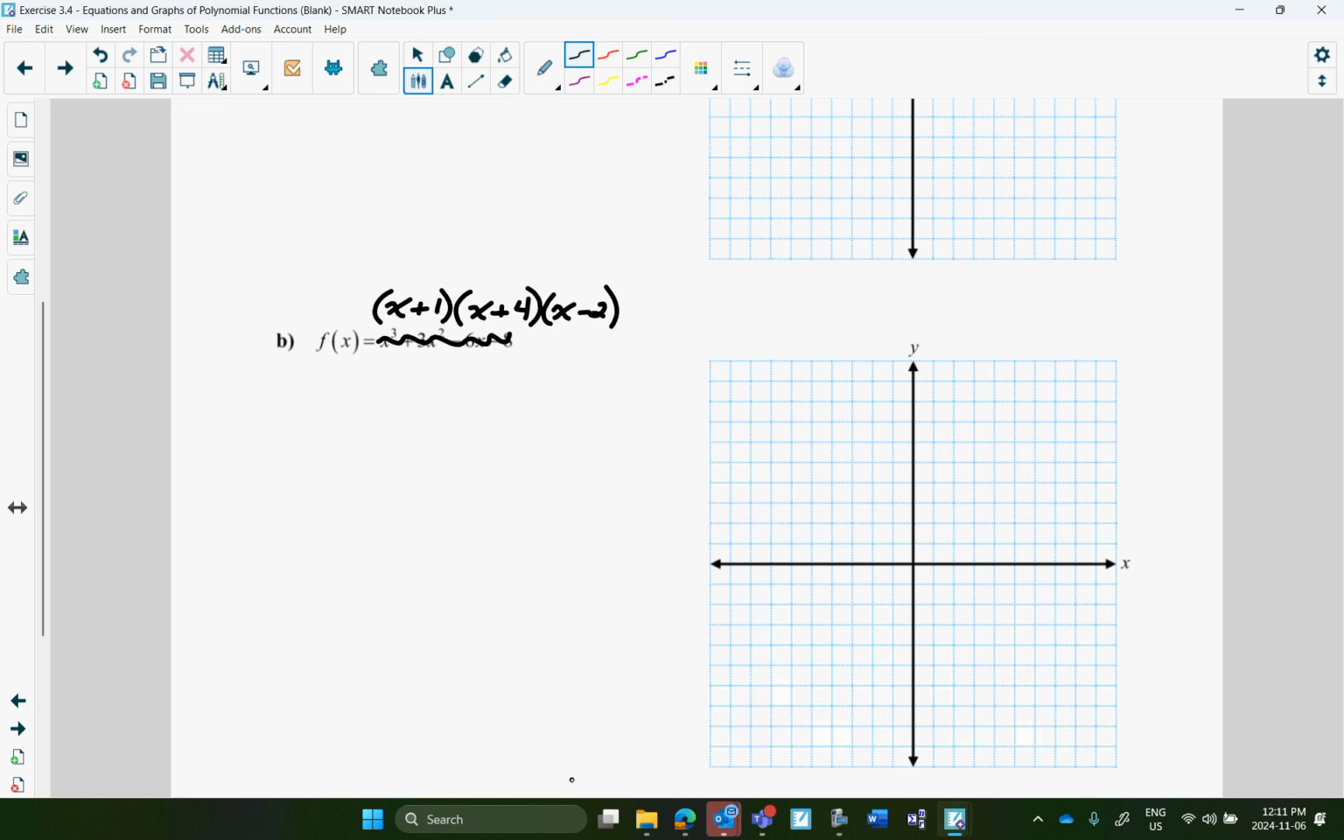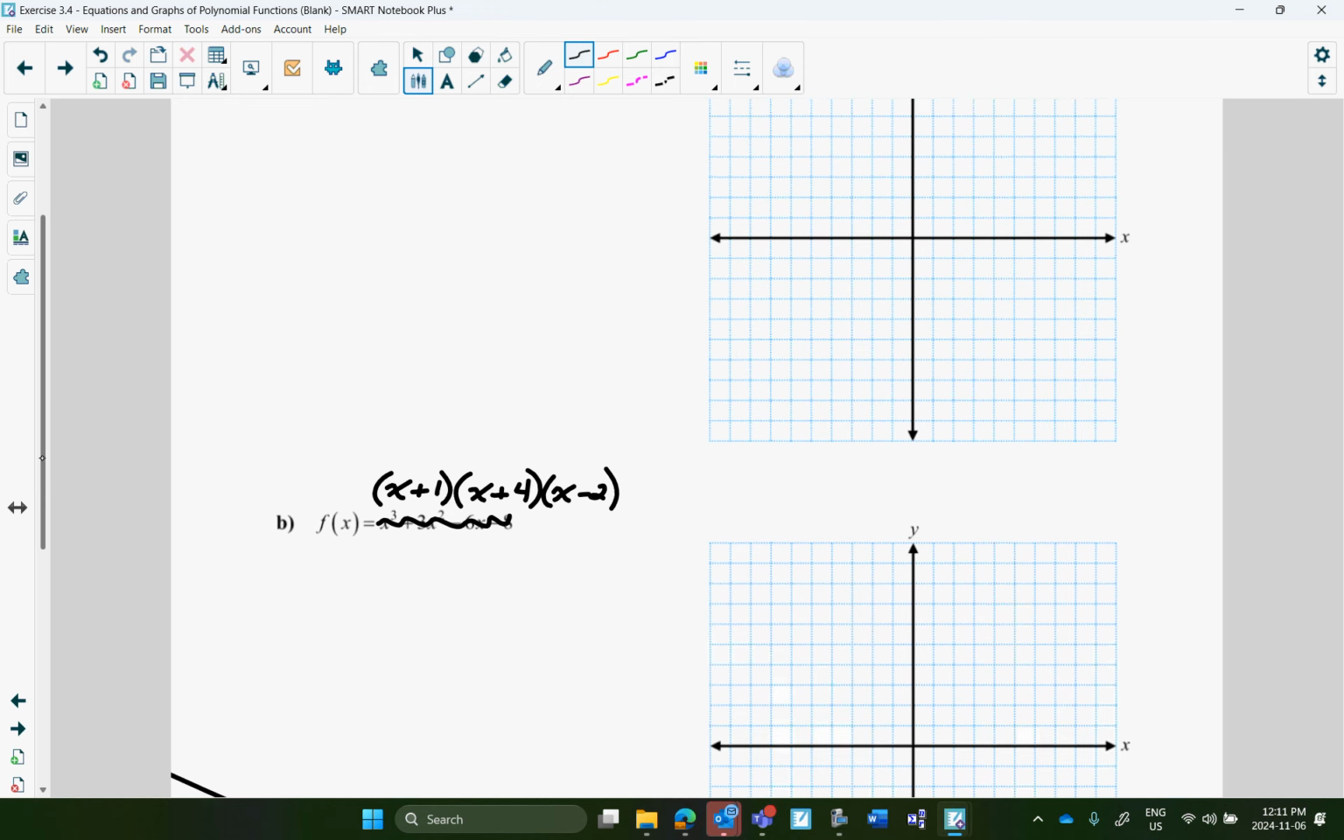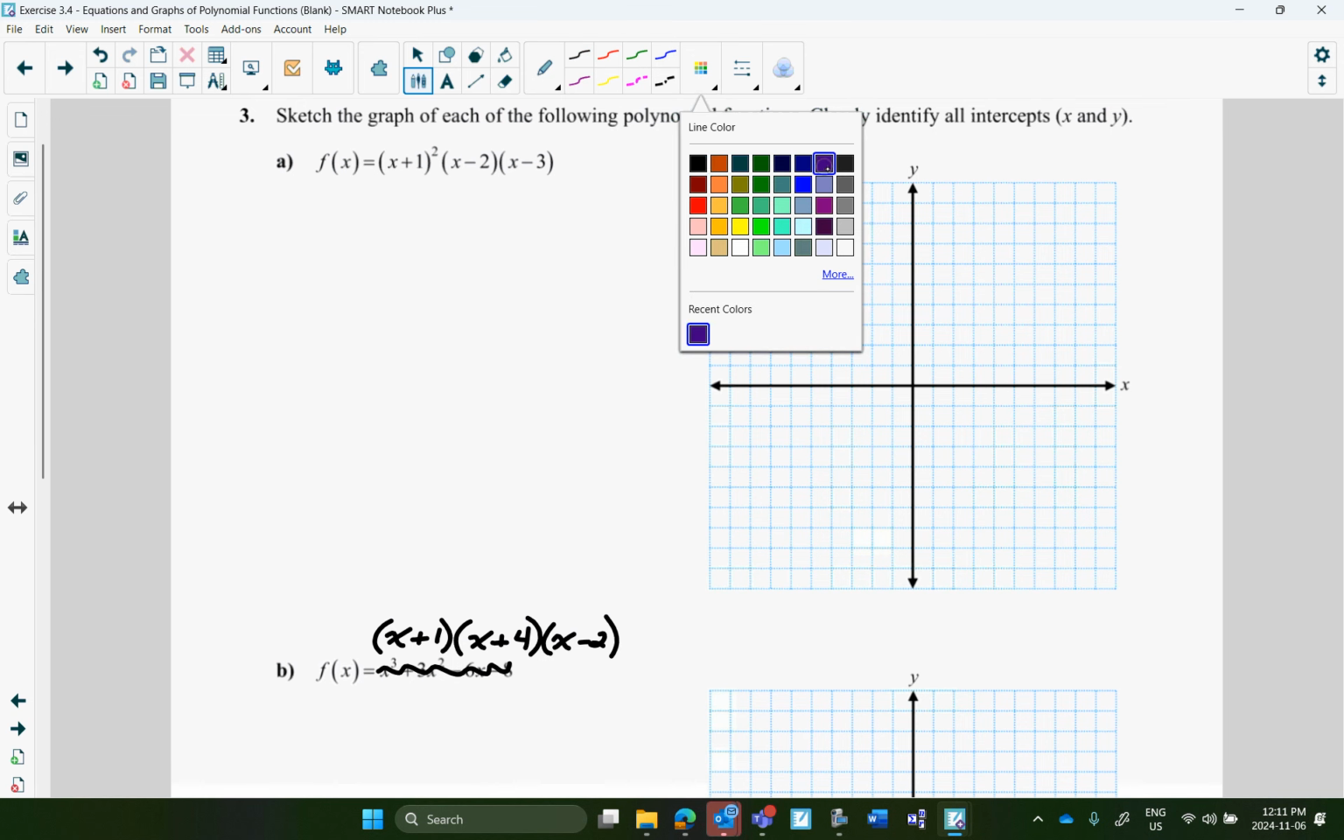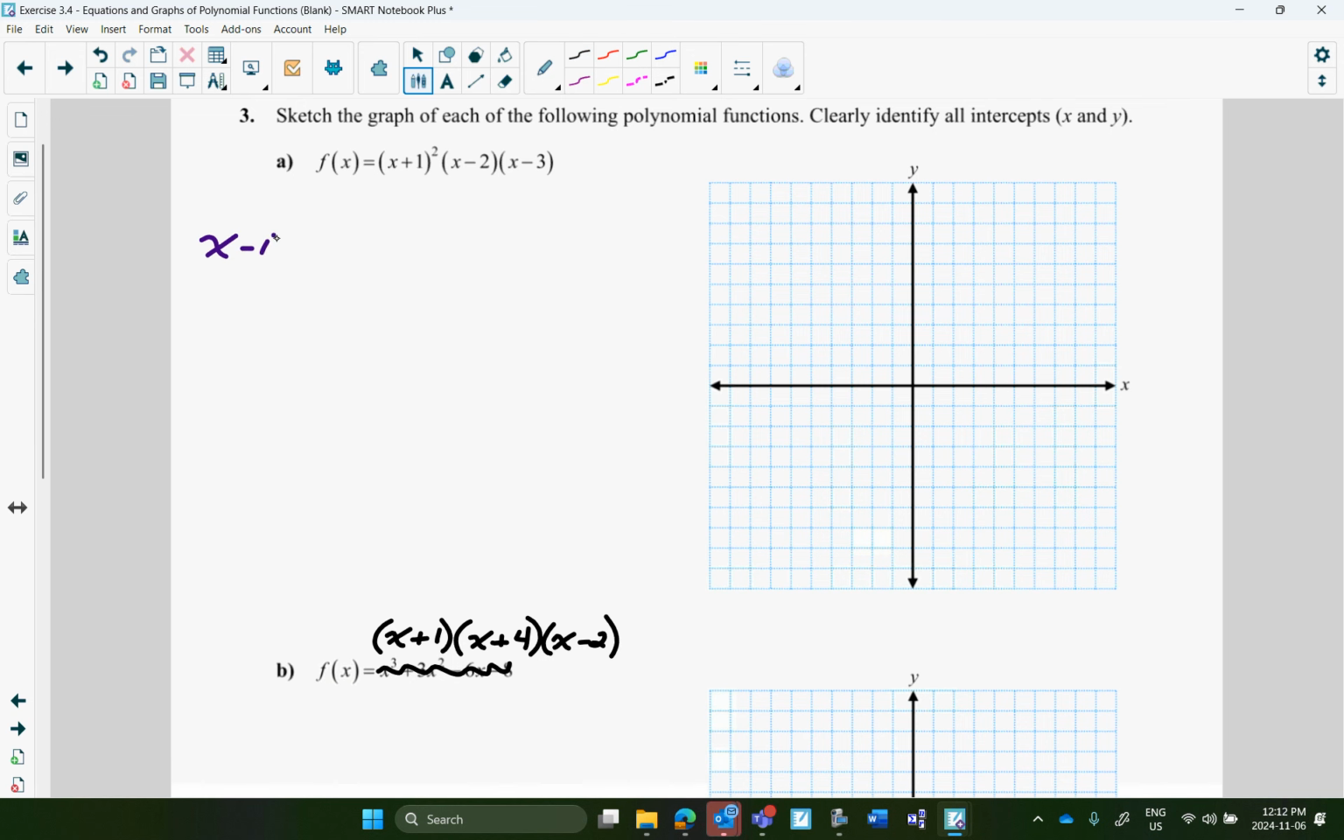Because that's really what you're going to see. You'll be given it in factored form. If you're asked to factor, it'll be a separate question. And it won't be a graphing question, I'm sure of it. So remember, when we work through this one, we need x-intercepts and the y-intercept. And then we need our x-axis.